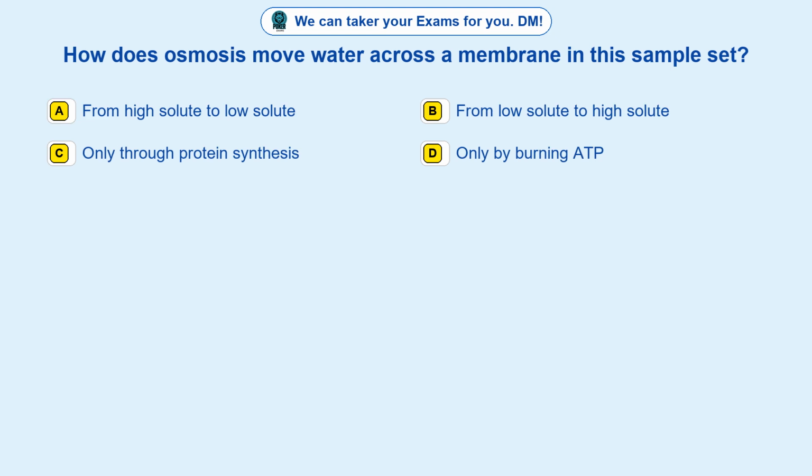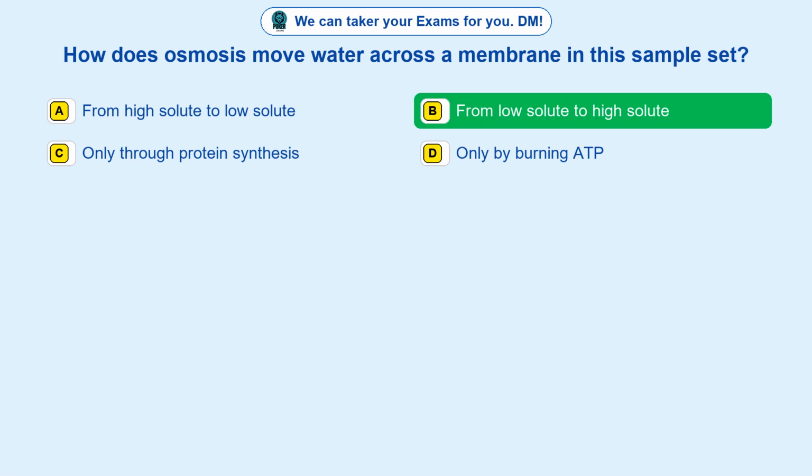Question 6. How does osmosis move water across a membrane in the sample set? Option A, from high solute to low solute. Option B, from low solute to high solute. Option C, only through protein synthesis. Option D, only by burning ATP. The correct answer is option B, from low solute to high solute.